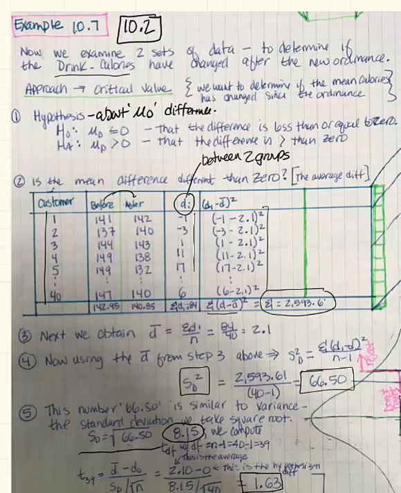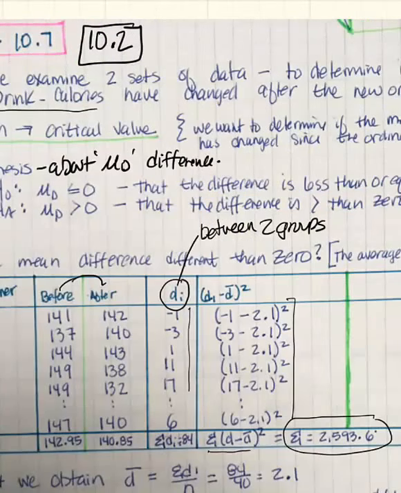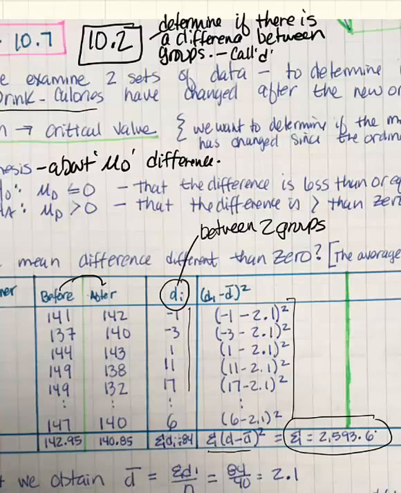But before I move into that, I want you to keep in mind that the reason we do a t-test is we want to see if there's a difference between two groups. So the whole reason we're doing this is to determine if there's a difference between the groups, and we're going to call that difference D.